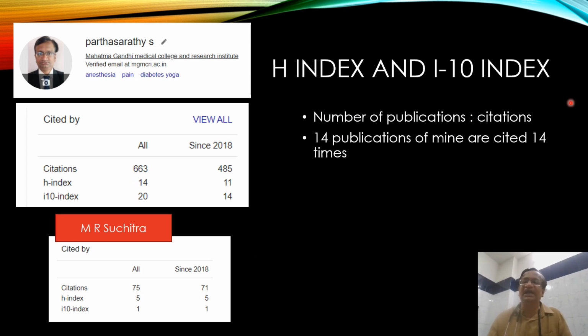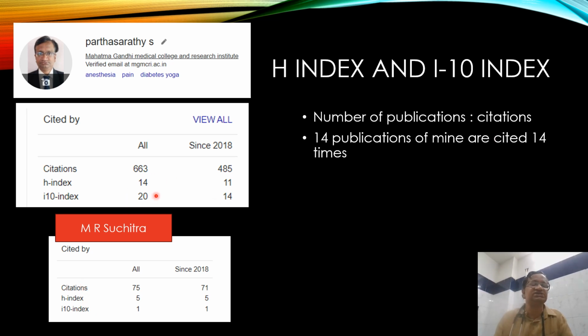Now, what is H index and i10 index? What do you mean by number of citations? Now you are writing an article with references. In the references, if your article is there, then it's a citation. So I have 664 citations, and H index is 14, which means 14 publications of mine are cited at least 14 times. If your H index is 5, then 5 publications of this person are cited at least 5 times.